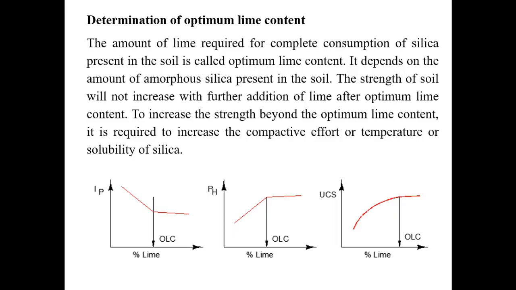If you want to increase the strength beyond the optimum lime content, the compactive effort or temperature or solubility of silica should be increased. This optimum lime content can be estimated by plotting graphs for lime content versus plasticity index, or lime content versus pH, or lime content versus unconfined compressive strength. When the increase or decrease in the plasticity index, pH, or unconfined compressive strength diminishes with addition of lime content, the corresponding lime content can be taken as optimum lime content.